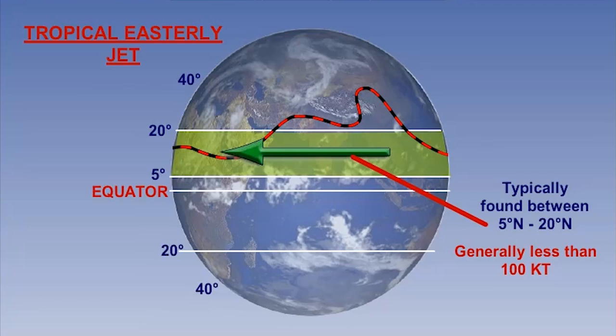Since the tropical easterly jet stream is so close to the equator, it's one of the highest tropospheric jets, approximately 40,000 to 45,000 feet, or roughly the 100 to 200 hectopascal levels.